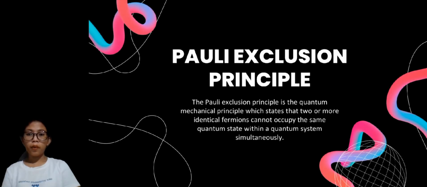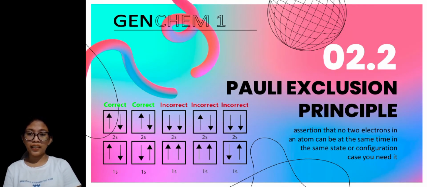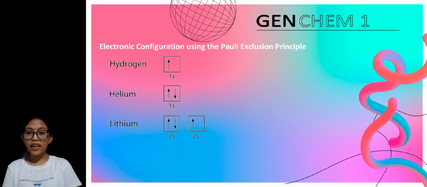For the second principle, here is Miss Jessica Hiccup. The Pauli exclusion principle is the quantum mechanical principle which states that two or more identical fermions cannot occupy the same quantum state within a quantum system simultaneously. It is an assertion that no two electrons in an atom can be at the same time in the same state or configuration. We can take hydrogen, helium, and lithium as examples.